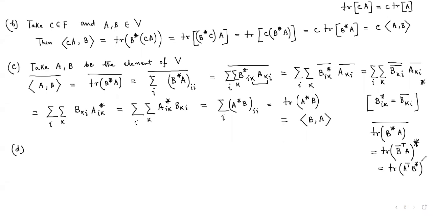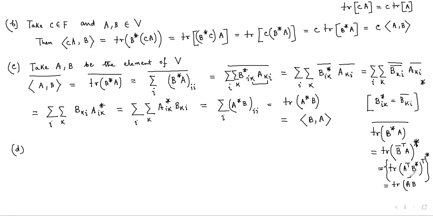A transpose B conjugate, and whole transpose conjugate. Transpose and then conjugate. Yes, sir. So it's coming to transpose of... trace of A transpose is equal to trace of A. Similarly, this is coming to trace of A transpose B conjugate, whole conjugate.